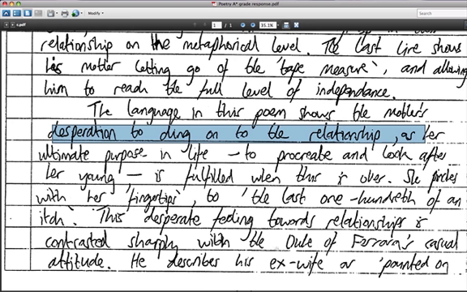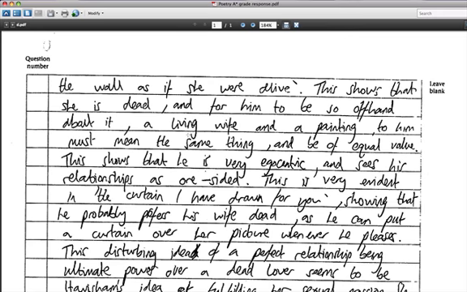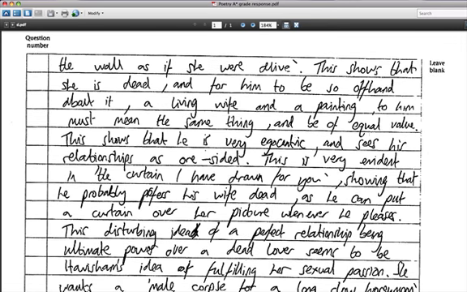With the Duke of Ferrara's casual attitude, he describes his ex-wife as painted on the wall as if she were alive. More language analysis. This shows that she is dead, and for him to be so offhand about it, a living wife and a painting to him must mean the same thing and be of equal value. Good. So that shows a lot into the character's mindset and his way of thinking. This shows that he is very egocentric.